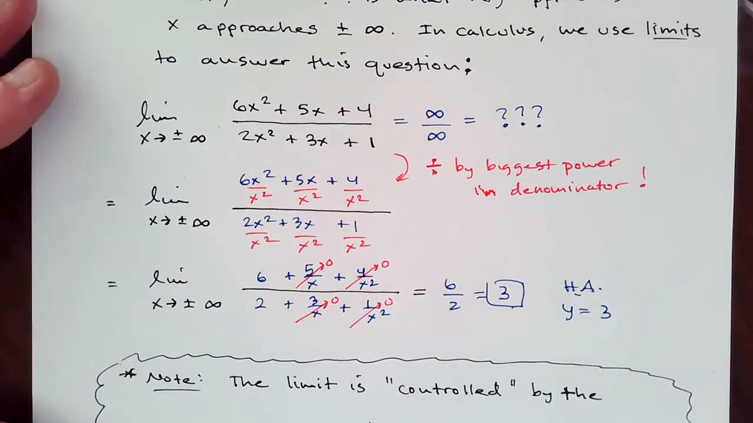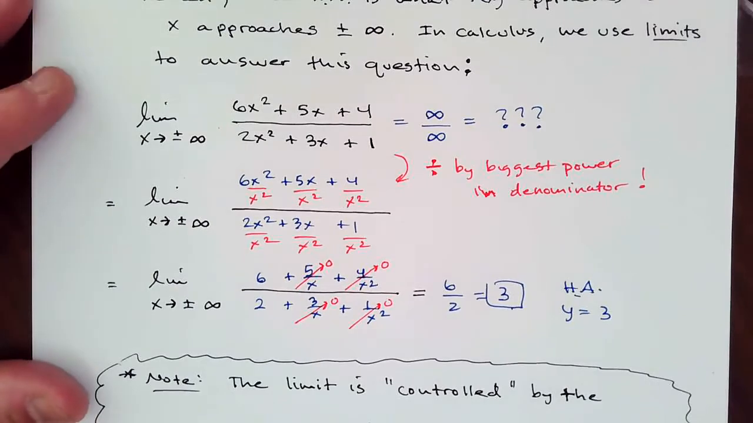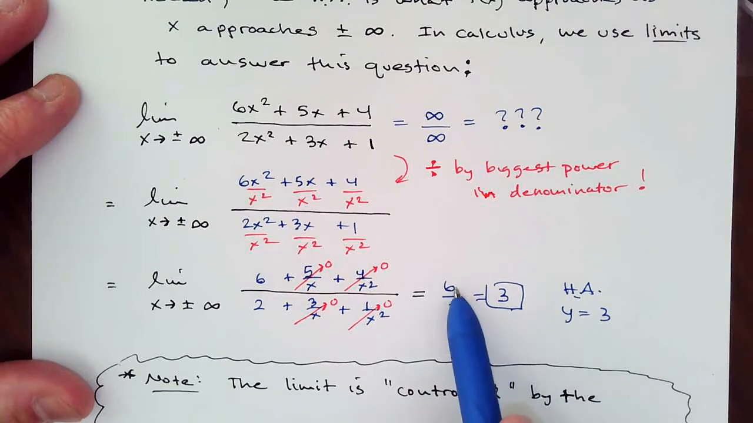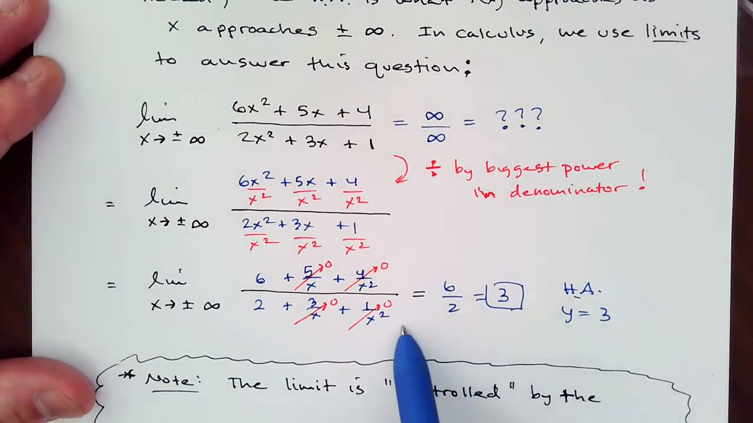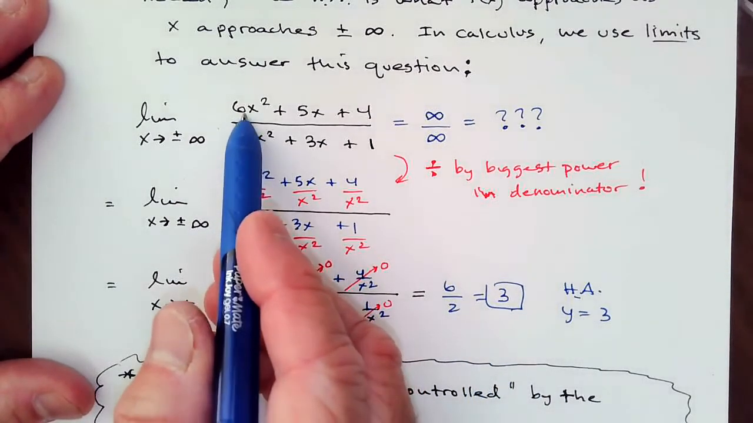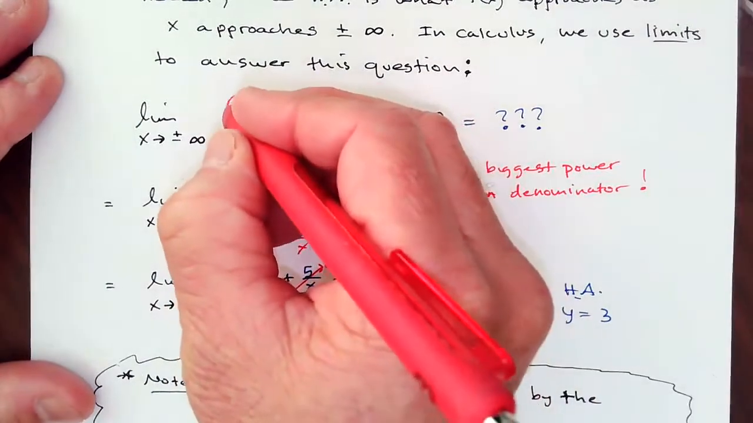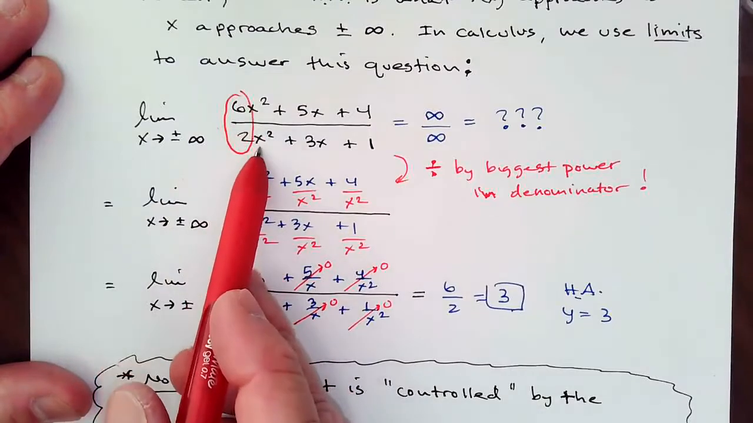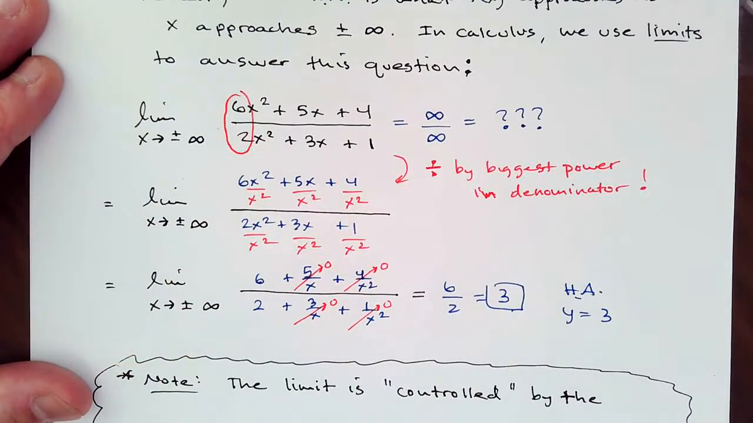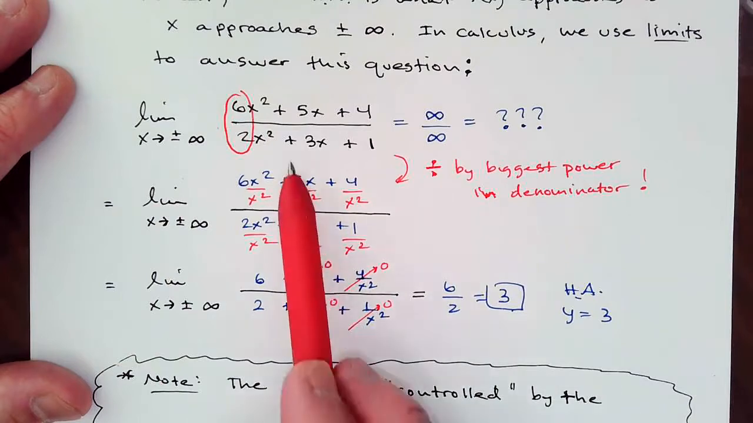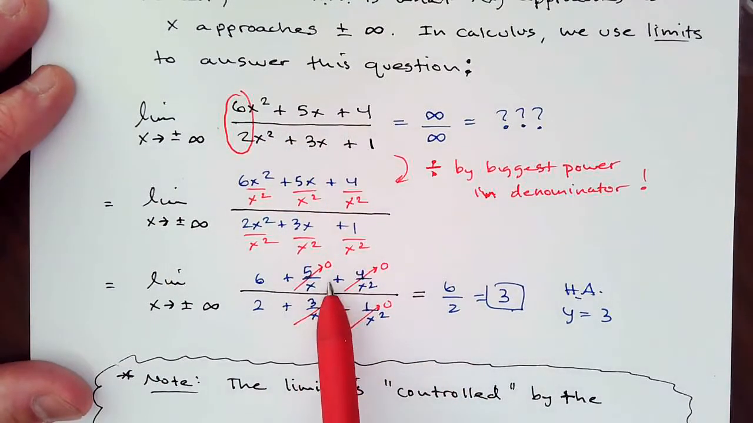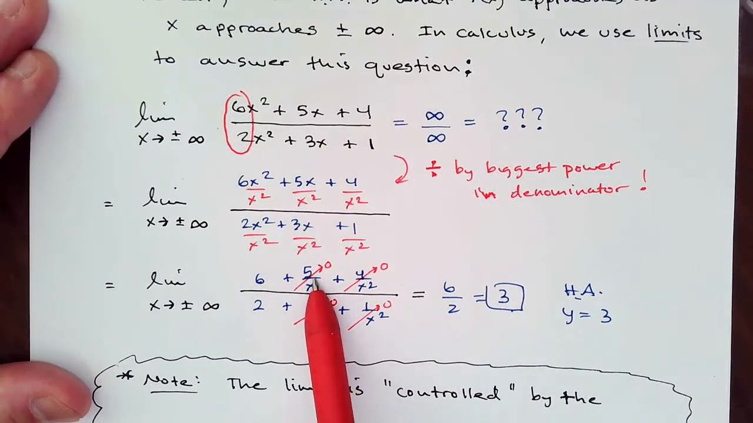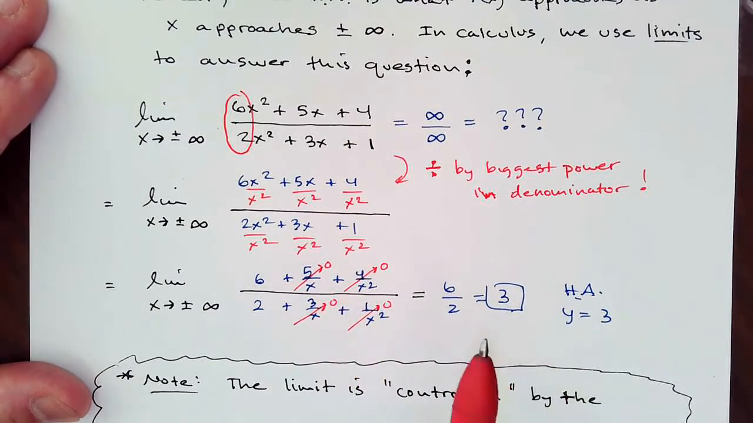Let's talk about the shortcut now. And perhaps you've noticed this in just the few examples we've done. The final answer, what did it come from? That 3 came from 6 over 2. And if we trace it back to the beginning problem, what's special about 6 over 2? Those two numbers are sitting right here. Notice that those are the coefficients of the highest power of x in the top and the bottom. And what we also saw was all of these remaining terms essentially just disappeared. They were insignificant. They got infinitely small when we imagined x going to infinity.